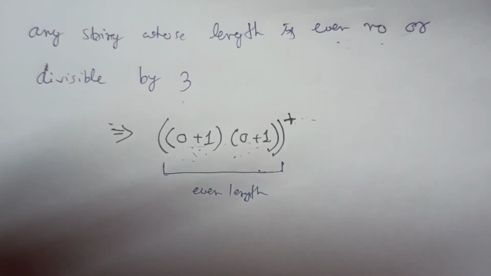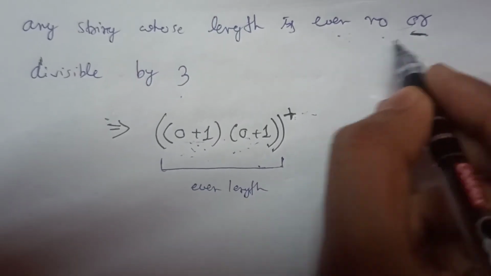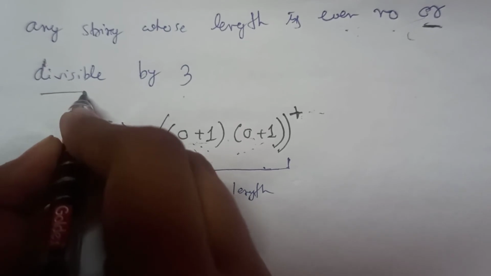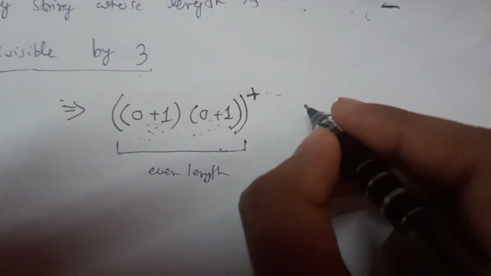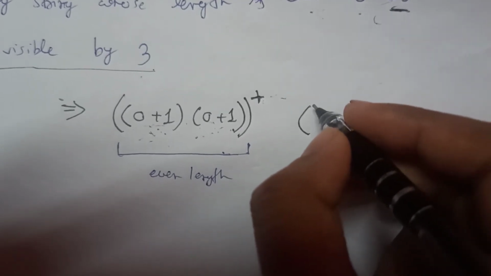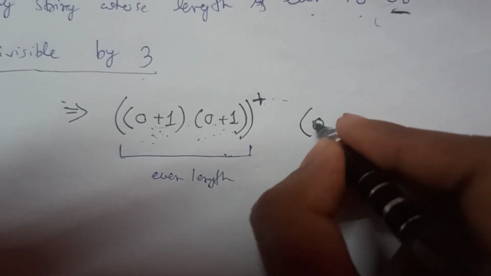Okay, so there is another thing in our question, or. So it is or, it can also be divisible by 3. For divisible by 2 we are doing it like this, so you can also make it yourself. For divisible by 3 it can be 3 times.